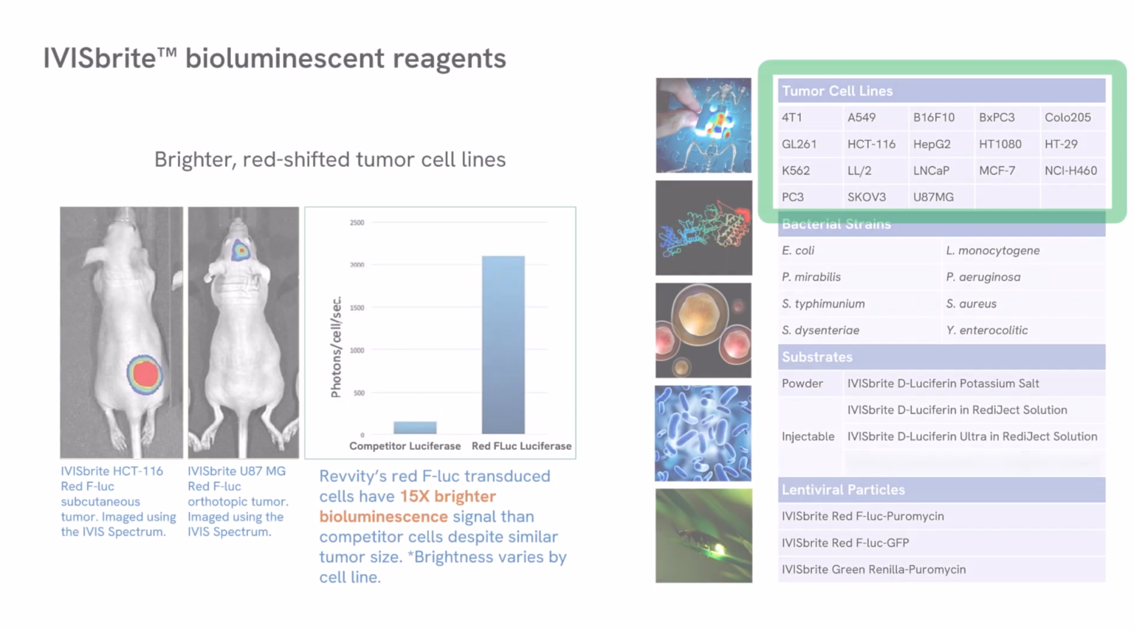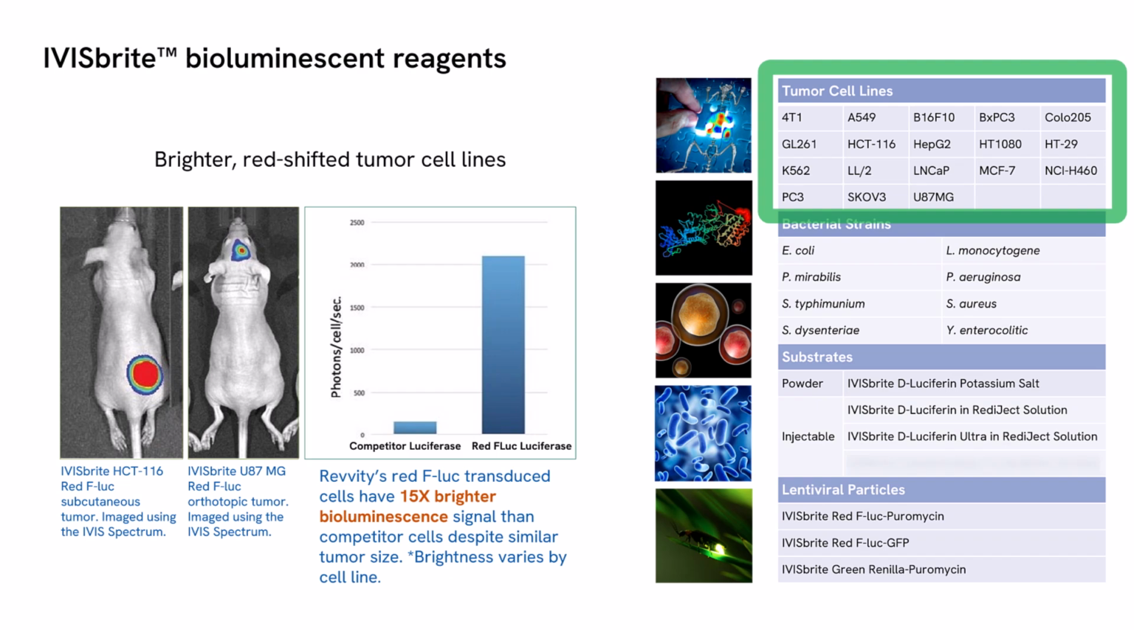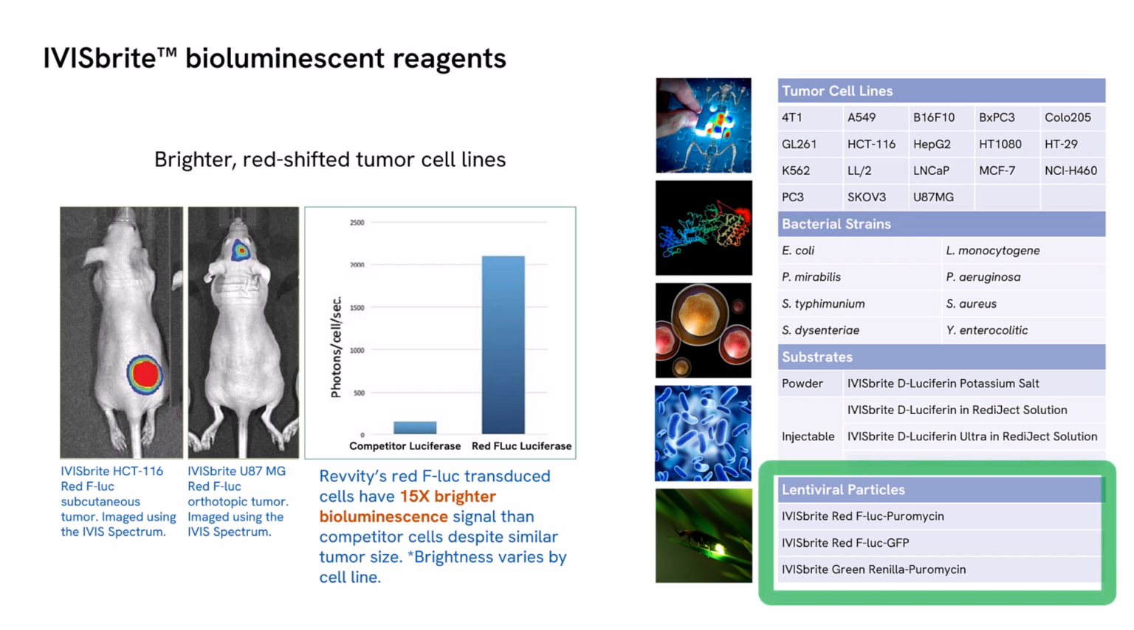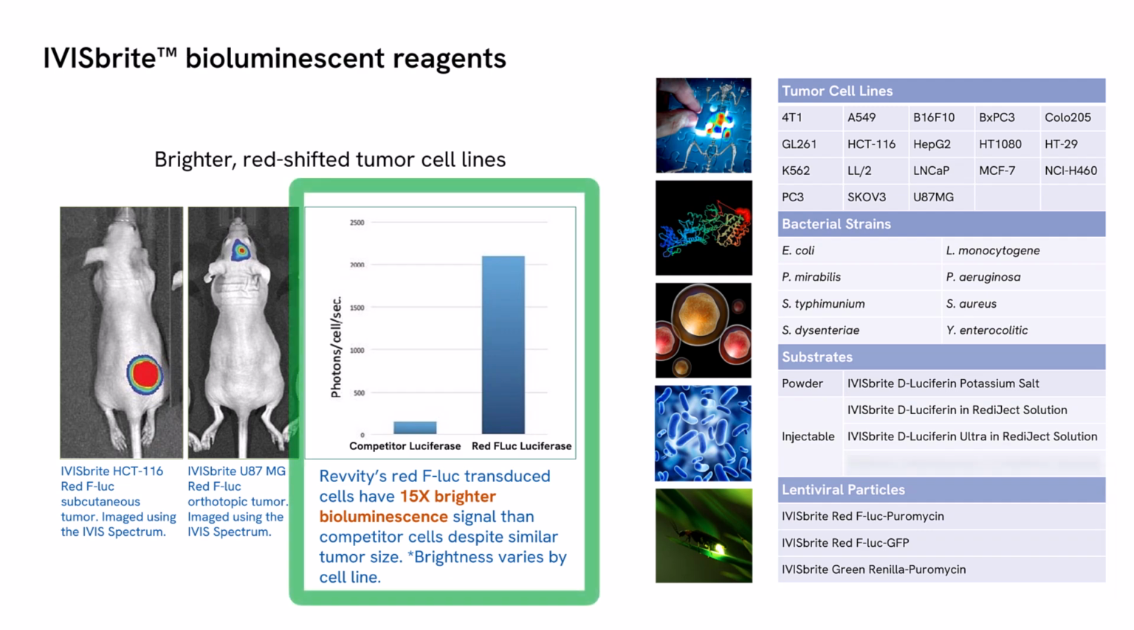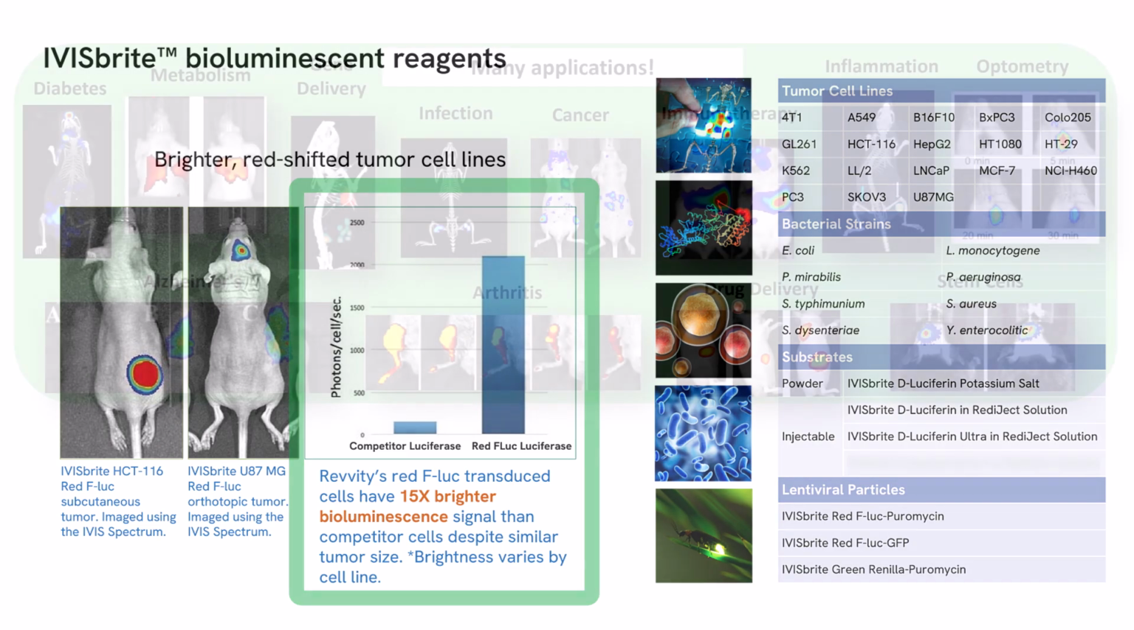Many companies offer cells that have already been modified to express luciferase. You can also develop your own Luc cell lines using lentiviral particles. One advantage to Revity's luciferase cell lines is that the firefly luciferase has been modified to emit at longer wavelengths. This modification is advantageous for in vivo imaging because longer wavelength light will penetrate through tissue better.